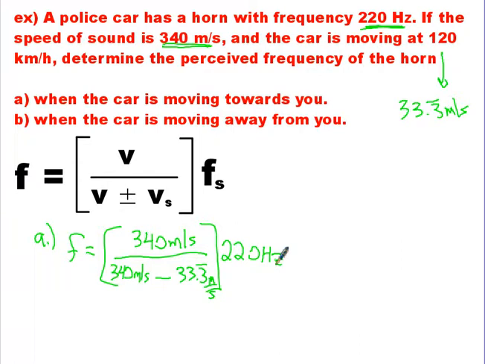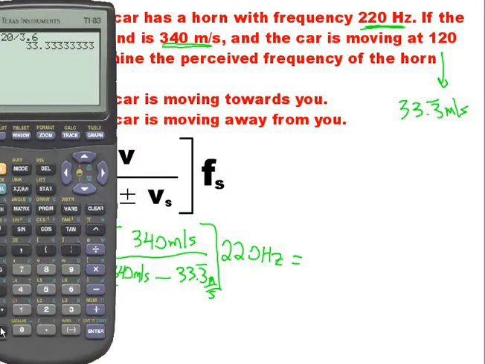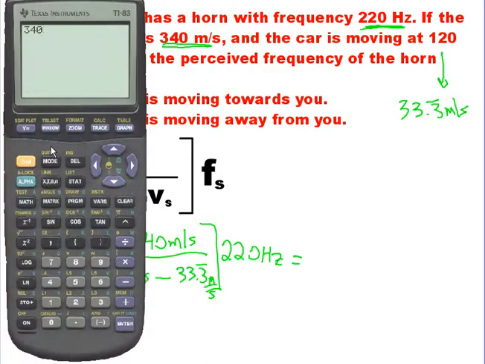Now, if you think about this fraction, it should make sense to you. We're taking, in the denominator, a smaller number than 340. The numerator is a bigger number. Well, it is 340. So a big number divided by a small number is going to end up with a whole number, something greater than 1. So when I times it by 220, it's going to give me a frequency that's bigger than 220 hertz. It should get larger, which is what we're expecting, because we know when this thing comes towards us, it is going to have a higher frequency.